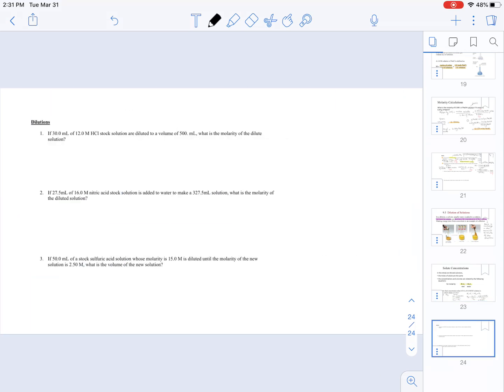Now let's follow and do some problems from the worksheet. For this, I'm going to just do the first problem. The answers for 2 and 3 you can find in the answer key for the worksheet for chapter 9. The first problem reads, if 30.0 milliliters of a 12.0 molar HCl stock solution are diluted to a volume of 500.0 milliliters, what is the molarity of the diluted solution? So when we're doing dilution problems, the equation is M1 V1 equals M2 V2. Remember that these values are going to be multiplied. Let's write down what is given.